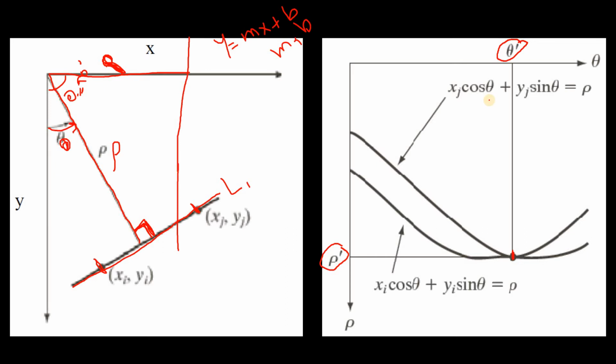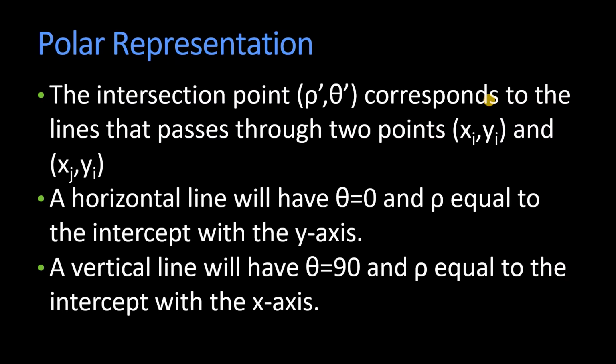Okay, so you can pause it and think over it. That is an important point, you must understand it. The intersection point, rho prime and theta prime, corresponds to the line that passes through those two points. So it corresponds to our desired line. A horizontal line, so now that problem is resolved.